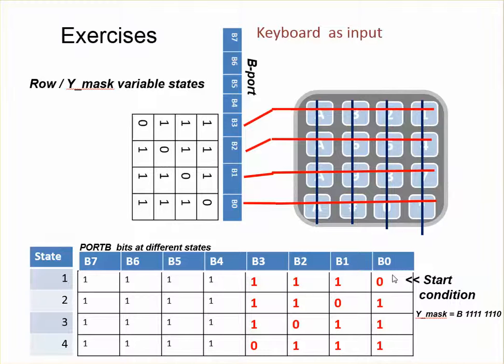And when we circulate this 4 times, shifting the bit to the left and outputting the status of our mask variable to the output port, then we can generate all these 4 states, and it means that each of these rows will be activated at a time.